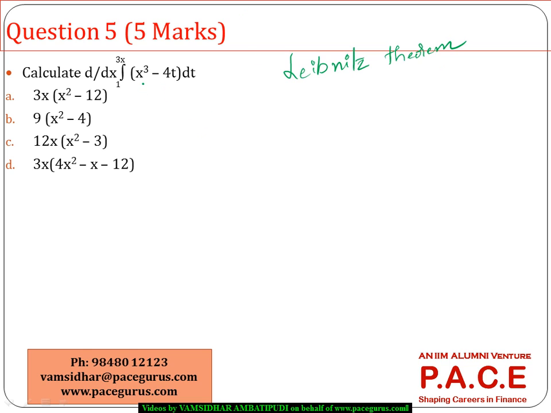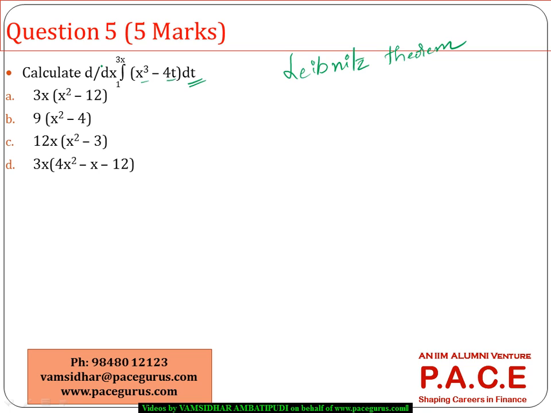Especially because we have two different variables, x and t, and the integration is done with respect to t, whereas the differentiation is done with respect to x. So whenever we have such a situation, we can solve this kind of problem using the Leibniz theorem. What is the way the Leibniz theorem operates?